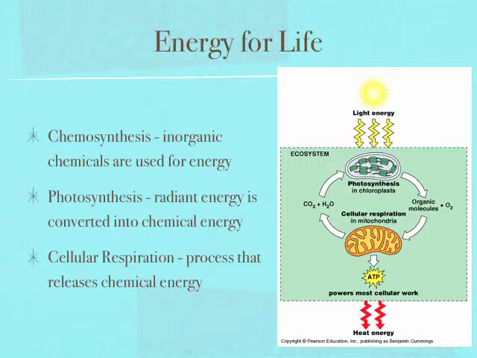The second way is photosynthesis. Radiant energy, or light energy, is converted into chemical energy. These two are done by organisms that can go through these processes. Other organisms need to then consume those organisms to gain this chemical energy. They break down this chemical energy to then create energy to work through the process of cellular respiration.